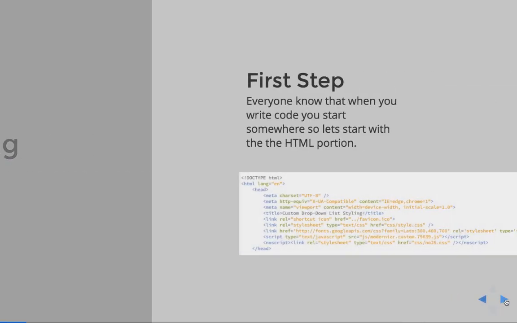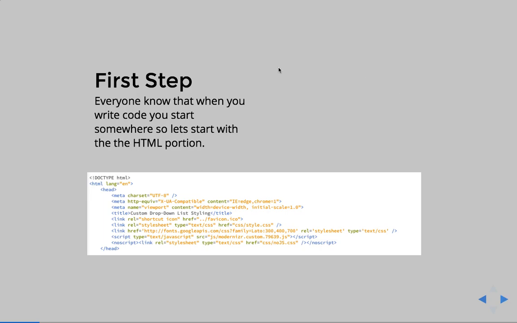Alright, the first step, everybody knows when you do code, you start somewhere, and that would be in the HTML. So obviously you start your doctype, you got your HTML tag in there, and you throw your head in there. You link your style sheets. I'm using a font style sheet from Google APIs, and then you also link your Modernizr.